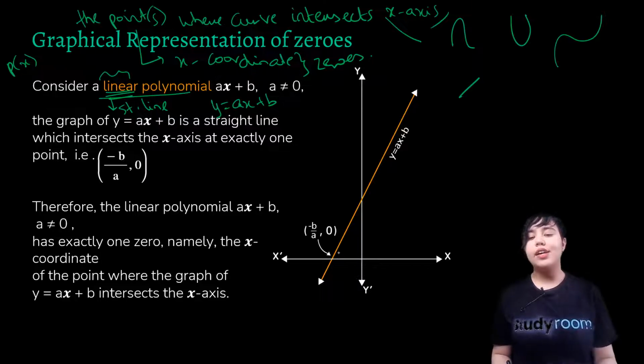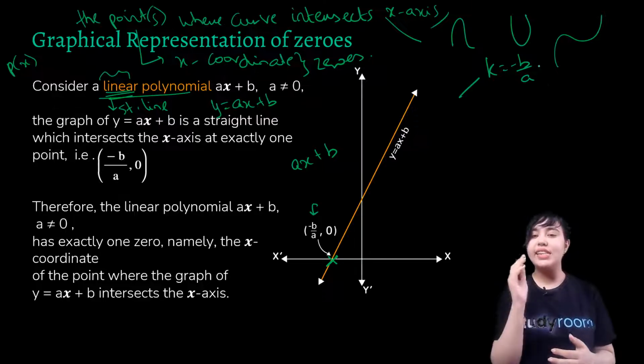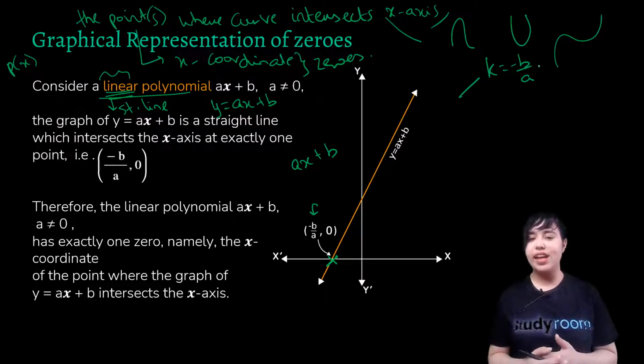Then ultimately there would be a point where the straight line will intersect, or touch, the x-axis. You look at that point and then look at its x coordinate, and you'll find that for a linear polynomial of the form ax plus b, the x coordinate of such a point would be minus b by a, and minus b by a would be a 0 of your polynomial. We saw a couple of minutes before that k is equal to minus b by a. Algebraically we saw how to get the 0 of a linear polynomial, and now we're getting the same result geometrically, or graphically, as well.